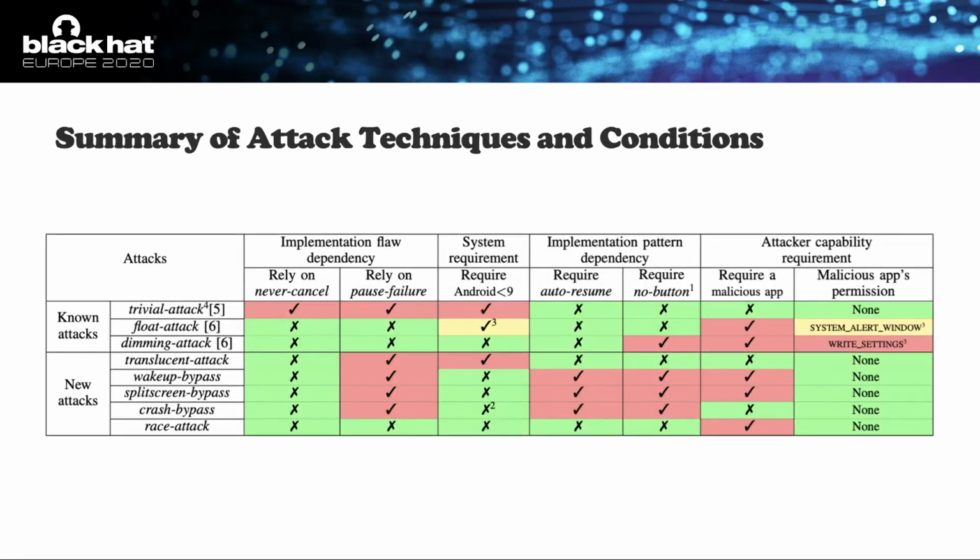And this table here summarizes all of our attack techniques as well as those known attacks. The green cells in the table mean that it is easier or more practical to launch that attack. So you can see that the most powerful attack for sure is the race attack that is exploiting the Android race condition bug. Another difference you may notice of our new attacks from those known attacks is that our new attacks don't require any permission, so they can be considered more practical here.